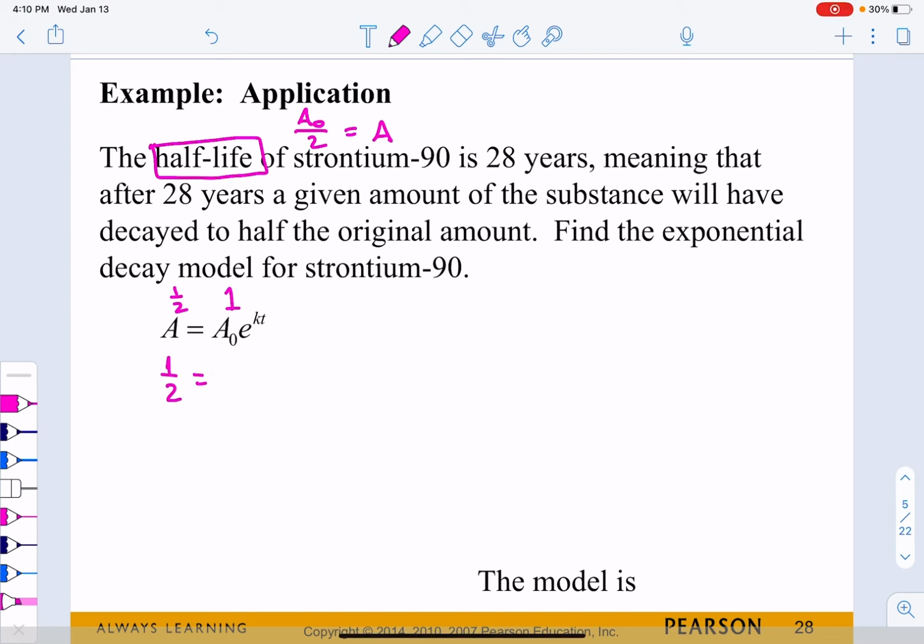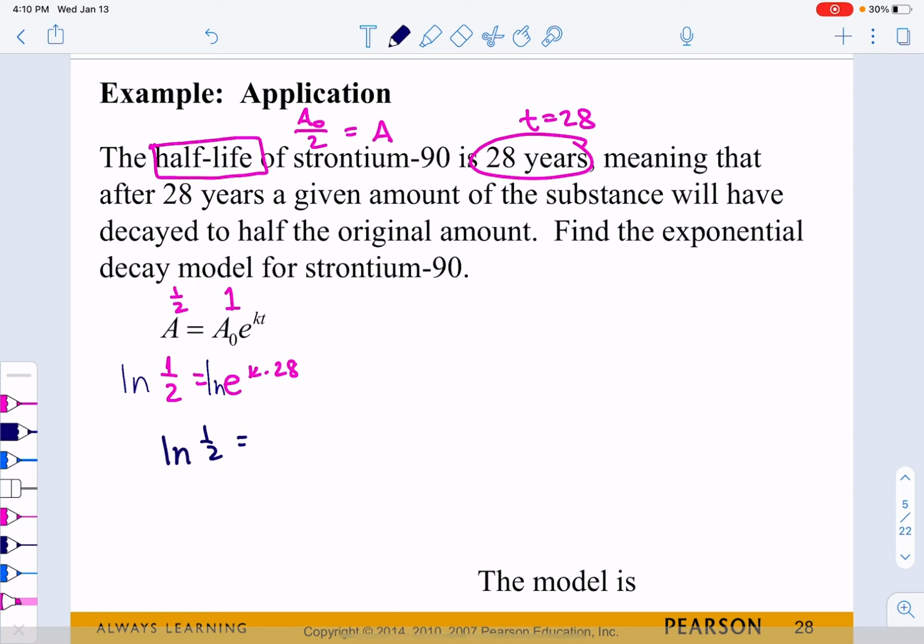That's going to equal the A sub 0, we're just going to call that a 1, which means that we're just going to have an e to the kt. Well, they gave us some other information. They told us we have 28 years, so that's a t value of 28. So we have a k times 28. And now we're ready to solve it down. Take the natural log of each side. So that means we're going to end up with ln of 1/2 is equal to 28k, and we can get k all by itself by dividing by 28.